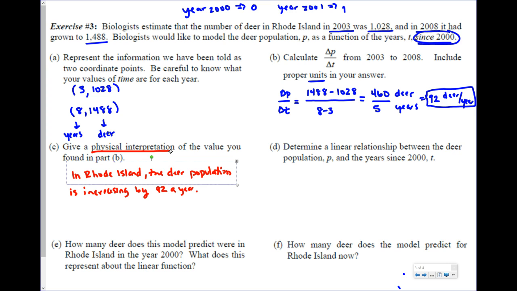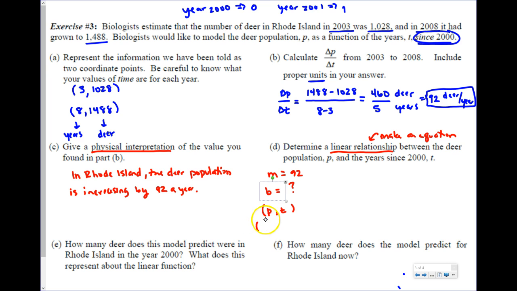Letter D, determine a linear relationship between the deer population and the years since 2000. So a linear relationship means, hey, make an equation. That's what that's saying. We already know the rate. We know that m equals 92, right? We found that from the top. But we don't know what b is. This is one of those problems where we don't know what b is. We do know p and t because we have these 2 points here. And I'm just going to use the 3, 1028.